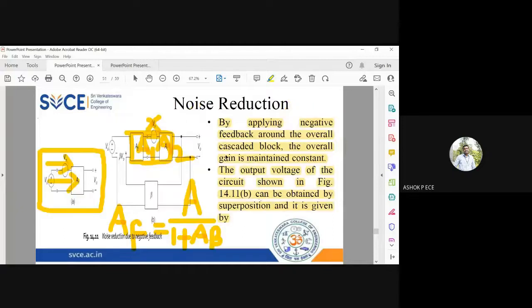Now, second case, I'm going to remove the input signal Vs, and I'm going to have only the noise signal Vn. So this is not going to be there, only Vn is going to be there. So I'm going to replace Vs by a short circuit. Now you see, input is given only to this A1 and this Vs is not there. Vs is going to be 0.